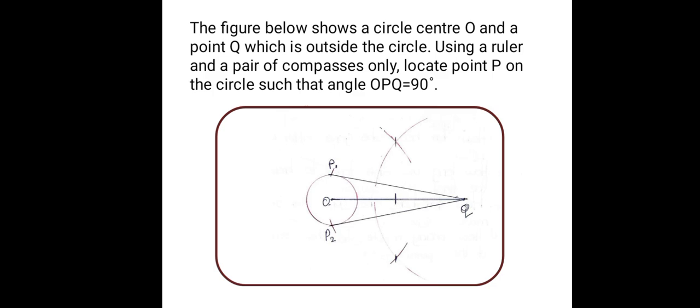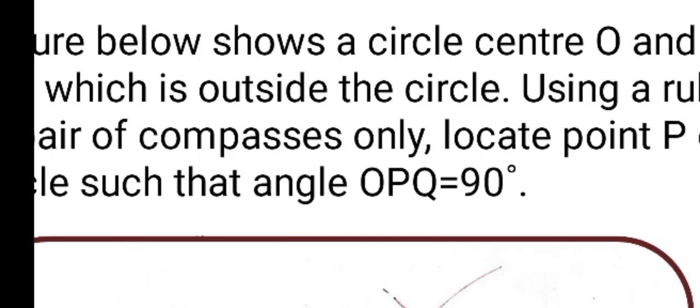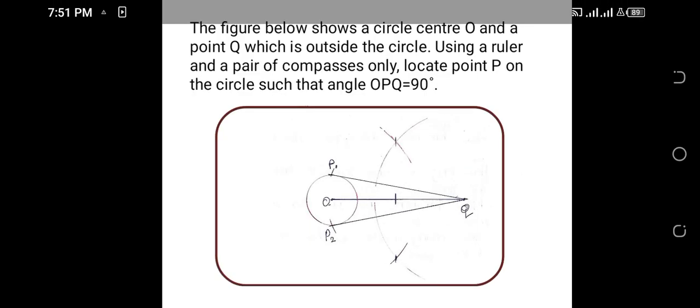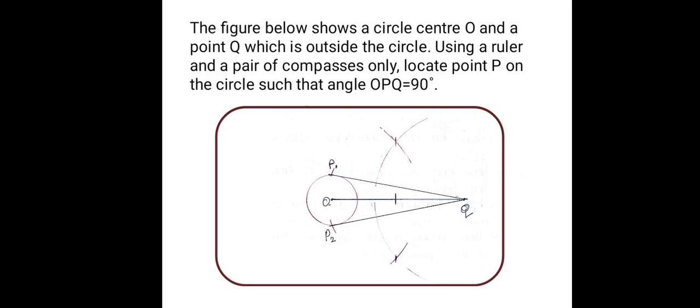The figure below shows a circle center O and a point Q which is outside the circle. Using a ruler and a pair of compasses only, locate point P on the circle such that angle OPQ is equal to 90 degrees.